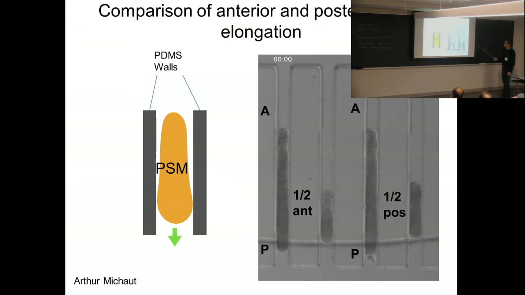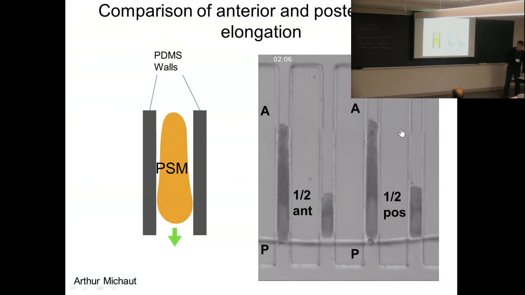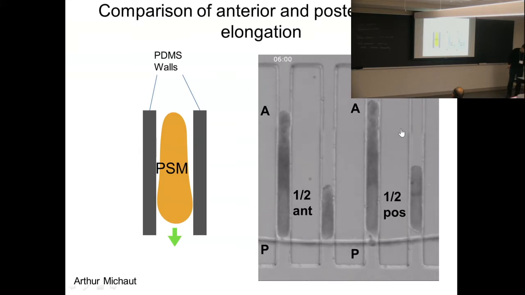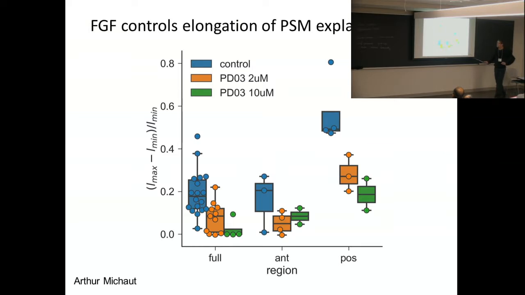And so what Arthur looked at next was whether there were any anterior-posterior differences in the control of the elongation movement. For that, he split the presomitic mesoderm into two pieces and cultured either the anterior portion or the posterior portion, knowing that the posterior portion is the one expected to generate the elongation movements. As you will see, the posterior portion is much more efficient and elongates much more than the anterior one, which is consistent with what I've told you so far about the control of the elongation movement by the posterior presomitic mesoderm.